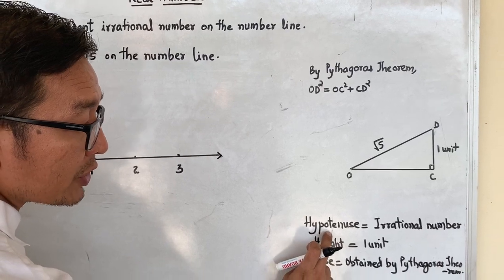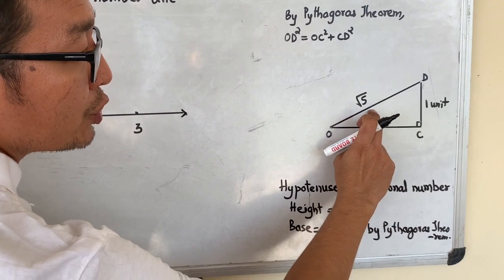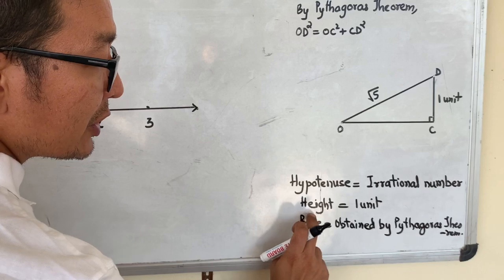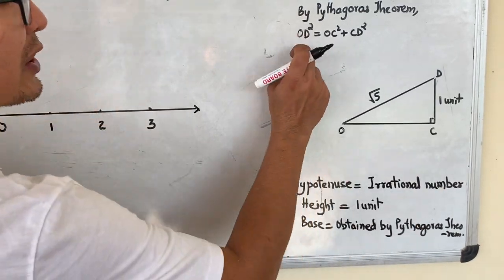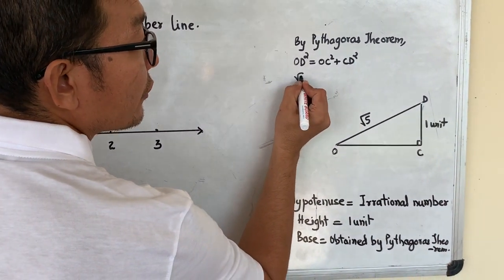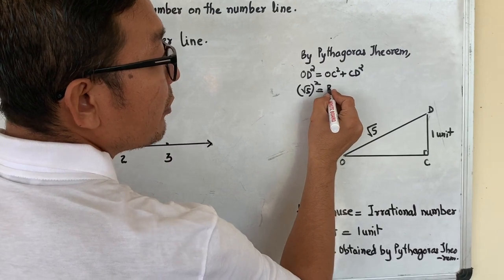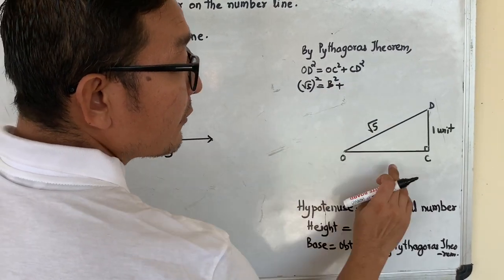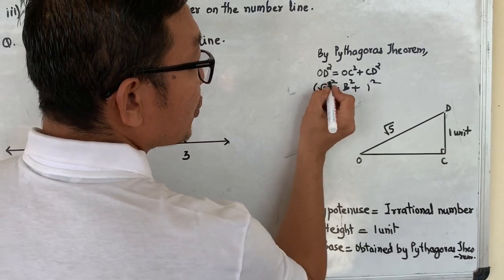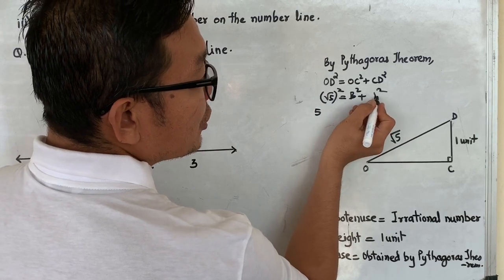The hypotenuse will always be equal to the irrational number which we are going to show on the number line, irrational number root 5. The height is 1 unit, and the base is what we need. By the Pythagoras theorem, root 5 whole square is equal to base square plus 1 square, so root 5 squared, the square and square root cancel, gives 5.